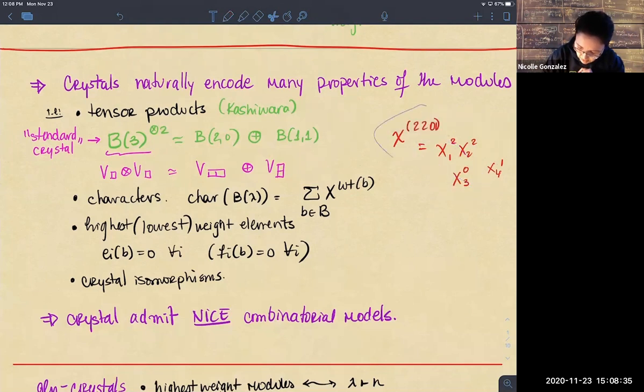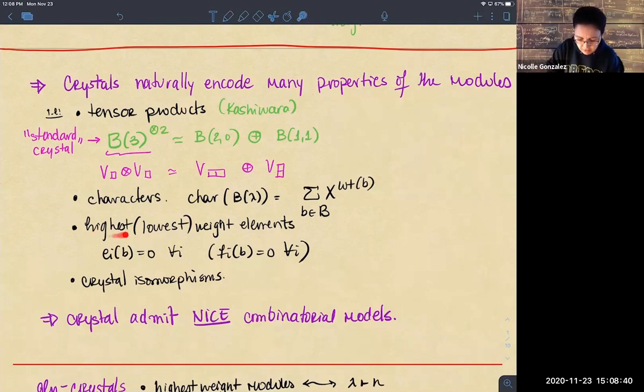Okay, so let me erase this. Good. And then just as in modules, you have highest and lowest weight elements, which is exactly when the E_i's are going to kill you, and when the F_i's are going to kill you. That gives you highest and lowest weights. You have crystal isomorphisms, which is just a graph isomorphism where there's a bijection between the vertices, every vertex goes to another vertex, but the structure of the edges is preserved. So this isomorphism commutes with the edges. And the reason that I particularly care about it is because it admits a really nice combinatorial model, which is what we're going to drill into today.